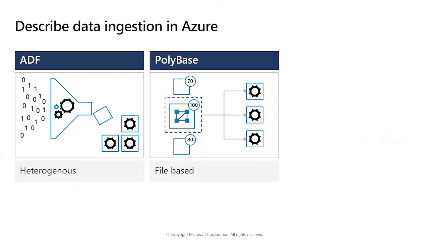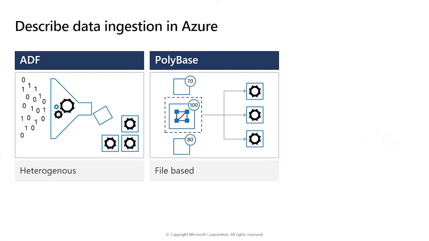Polybase is a feature of SQL Server and Azure Synapse Analytics that enables you to run Transact-SQL, or T-SQL, queries that read data from external data sources. Polybase makes use of these external data sources and makes them appear like tables in a SQL database. Using Polybase, we can read data managed by Hadoop, by Spark, by Azure Blob Storage, and other database systems like Cosmos DB, Oracle, Teradata, and MongoDB.